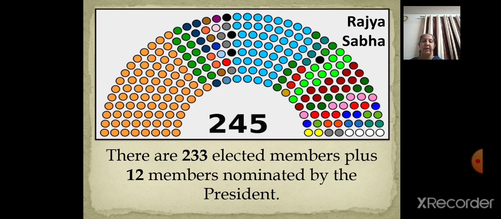Now, the Rajya Sabha functions primarily as a representative of the states of India in the parliament. Rajya Sabha also initiates legislation and a bill is required to pass through the Rajya Sabha in order to become a law. Rajya Sabha also plays an important role in reviewing and altering the laws initiated by the Lok Sabha. The members of the Rajya Sabha are elected by the elected members of the legislative assemblies of various states. There are 233 elected members plus 12 members nominated by the president. That means the total is 245.